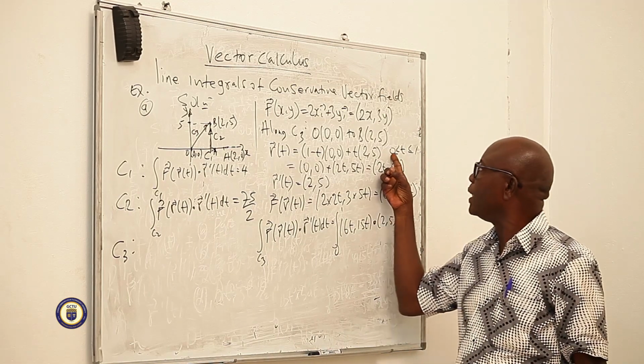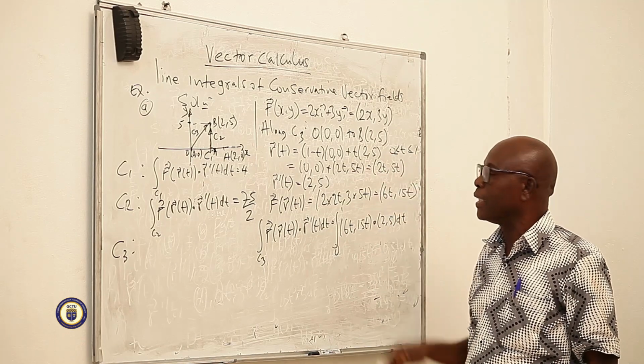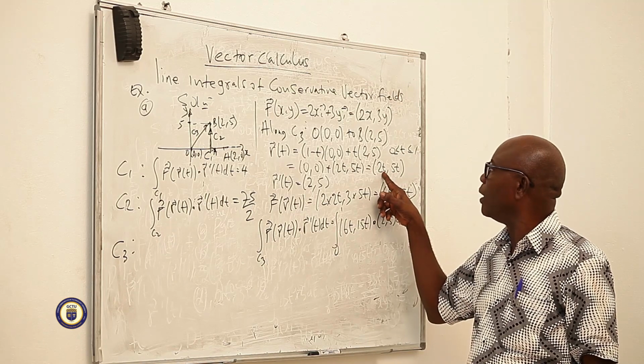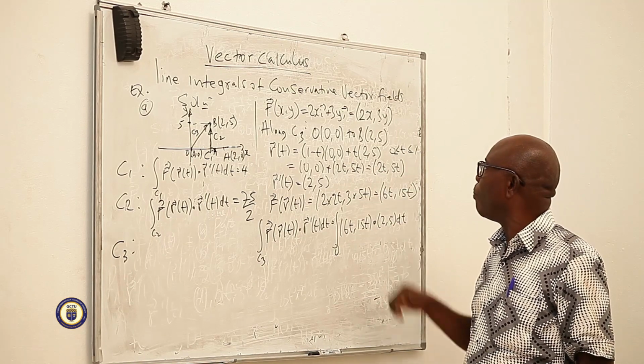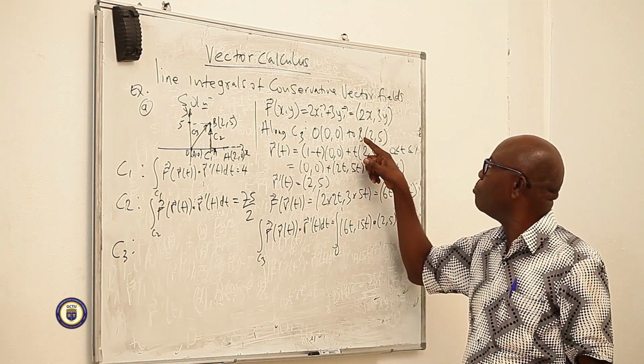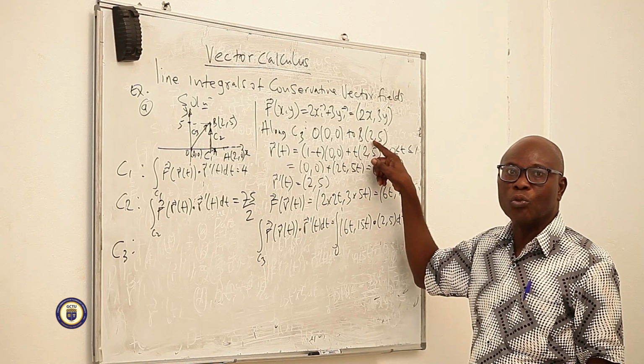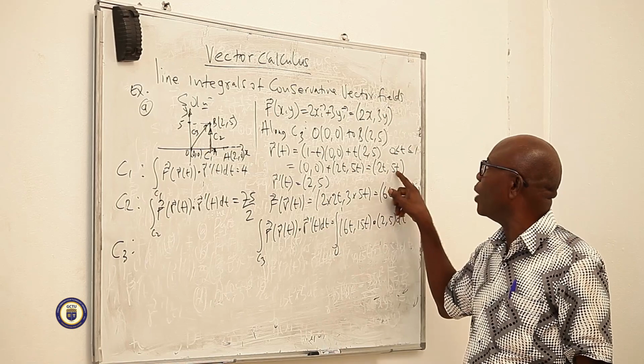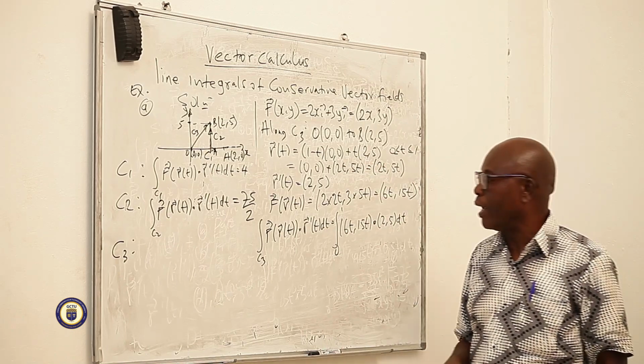Let's check. At the initial point, when t is 0, you put it here, you have (0, 0). And at point B, where the coordinate is (2, 5), which corresponds to t equals 1, if you put 1 here, we get (2, 5). So we are on the right path.